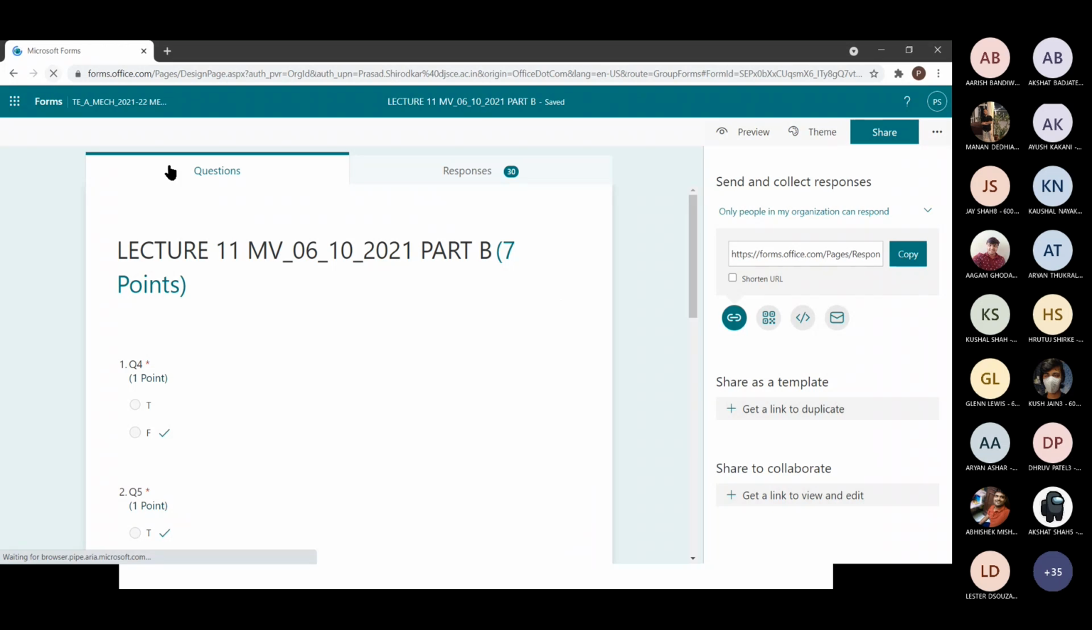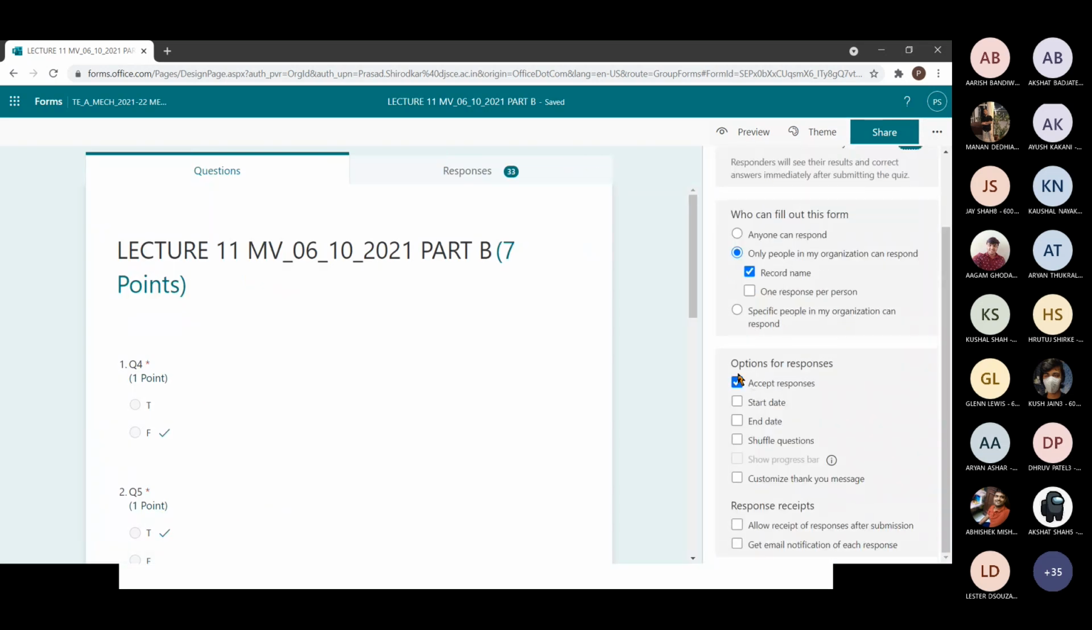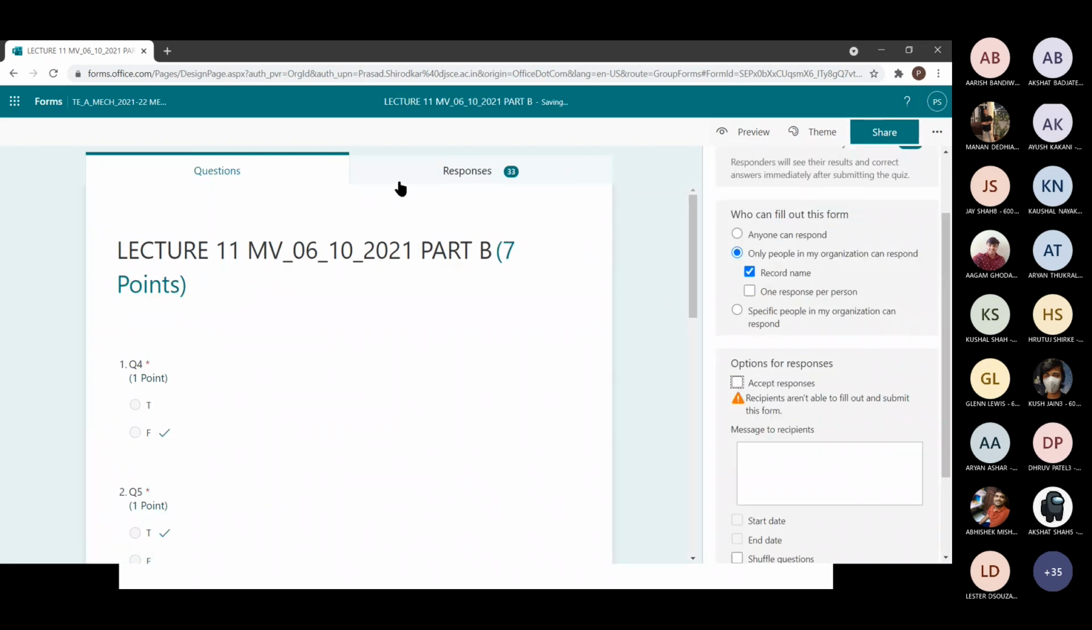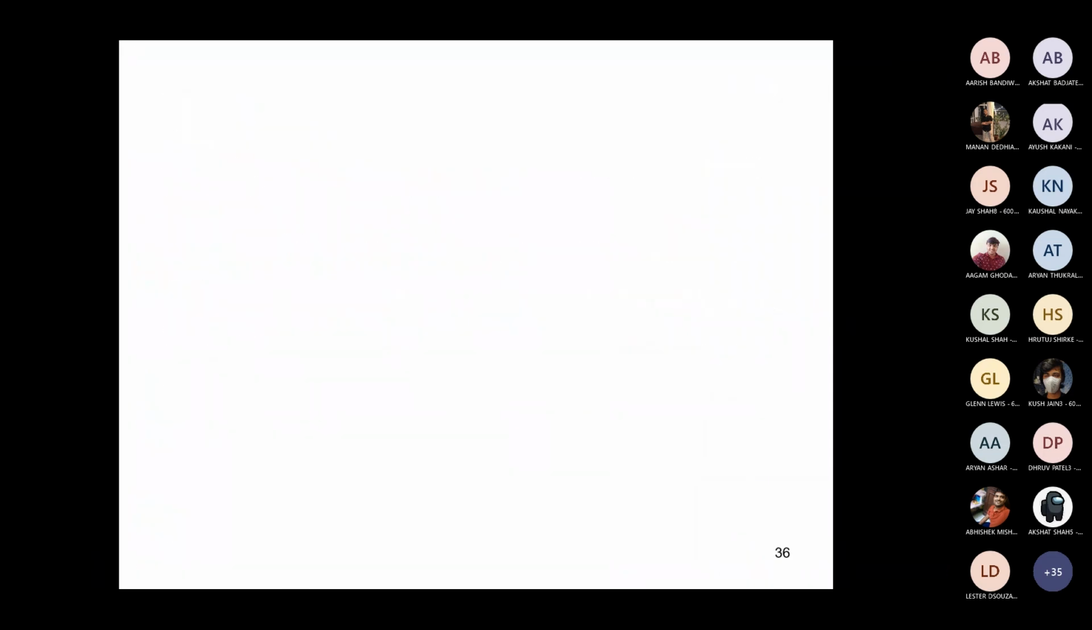All right, I think I should close the quiz now. Okay, I close the quiz. You have already seen the responses. Now let's elaborate on that. So let's first construct the vector diagram for the displacement, velocity, and acceleration. You can also construct it along with me. So construct an x-axis, y-axis.